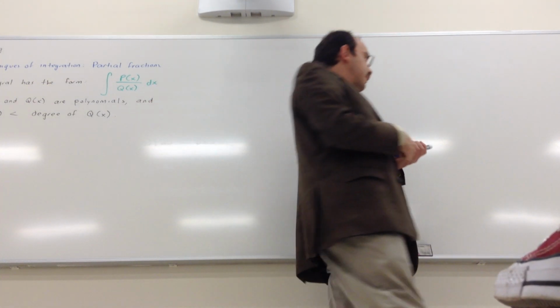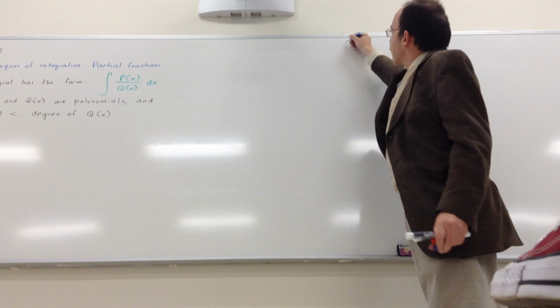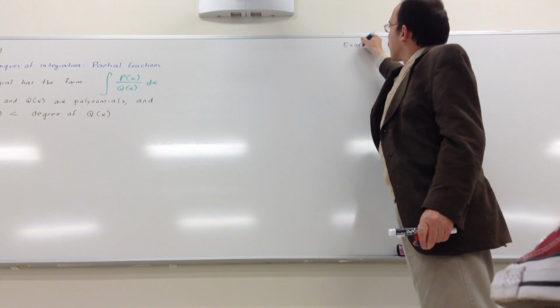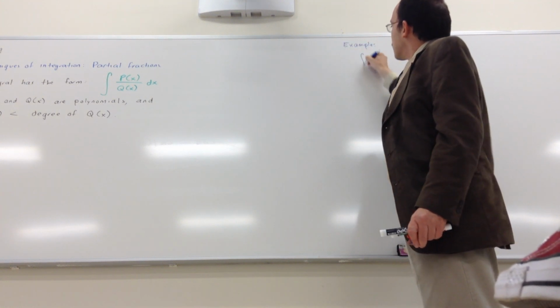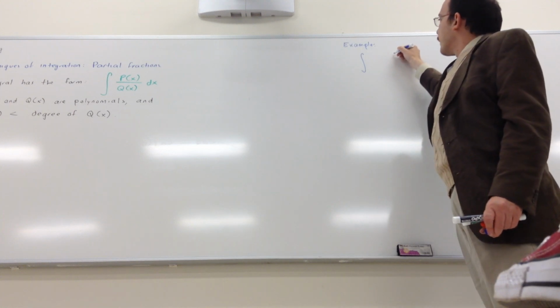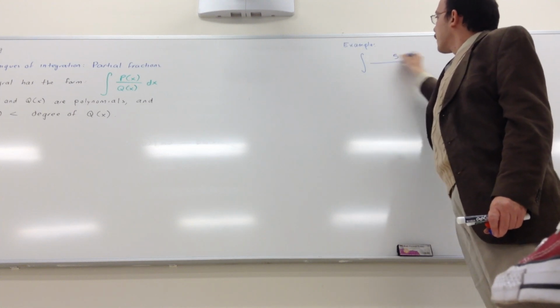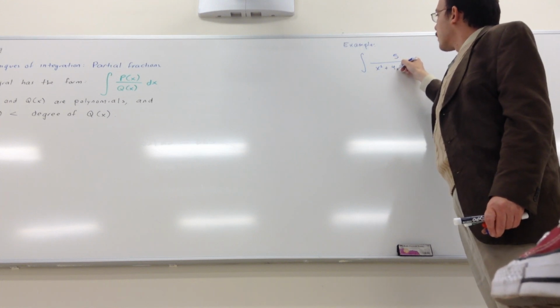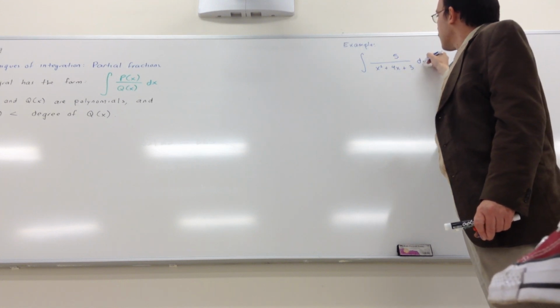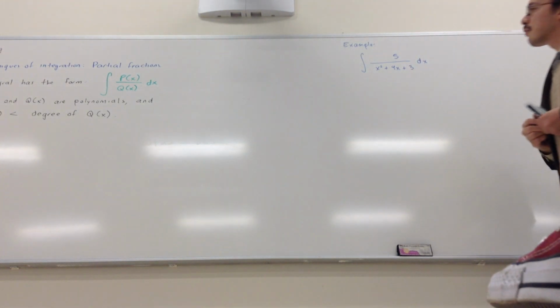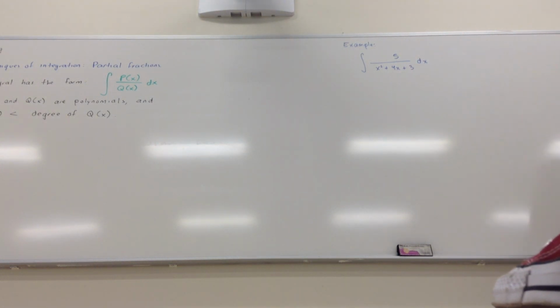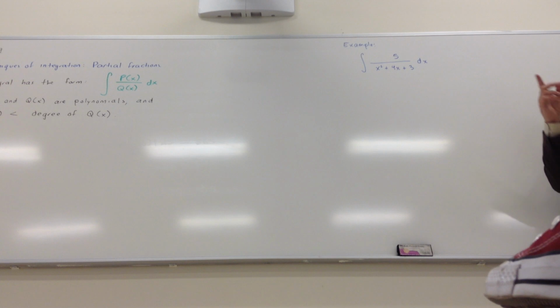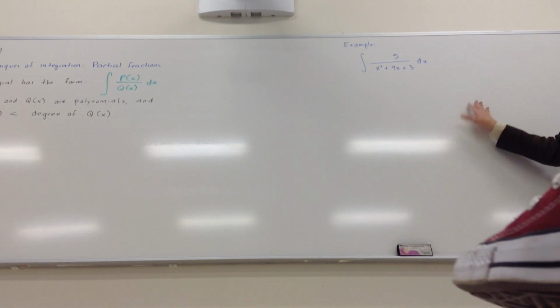Let me give you an example. Imagine that we have this integral: the integral of, let's say, 5 over x squared plus 4x plus 3 dx. This one, just like that. Before I give you the definition and everything, just by looking at that, can I apply substitution or by parts or the triangles or any of those to solve this one?